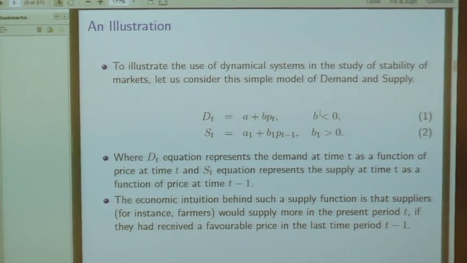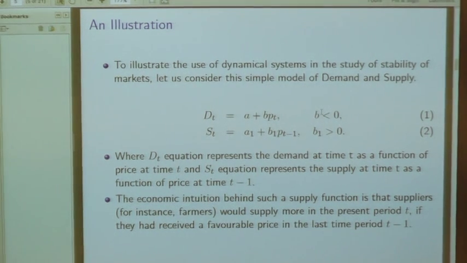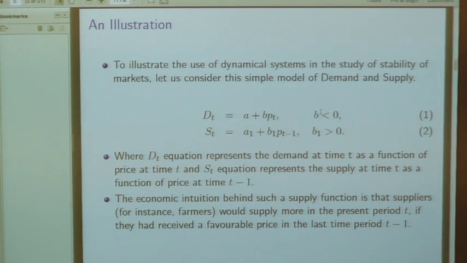Whereas the supply, in this case, is determined by last period's price. Think of an agricultural commodity. If the potato price for the farmer's product was good last year, he is going to produce more this time period. So this is your basic demand and supply curves, and the equilibrium is when demand is equal to supply in the market.